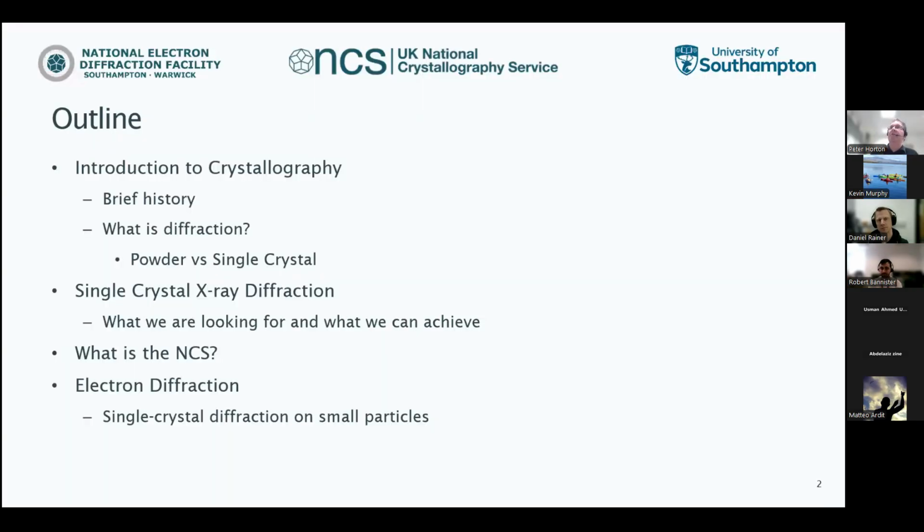Right, so the outline of the talk: I'll give a brief introduction to crystallography, what is diffraction, and the difference between powder and single crystal. I'll spend most of my time talking about single crystal X-ray diffraction, what we're looking for, what we can achieve, then a brief introduction to the National Crystallography Service, the NCS, before Dan will take over and give a discussion on electron diffraction and how that works seamlessly with X-rays as well.